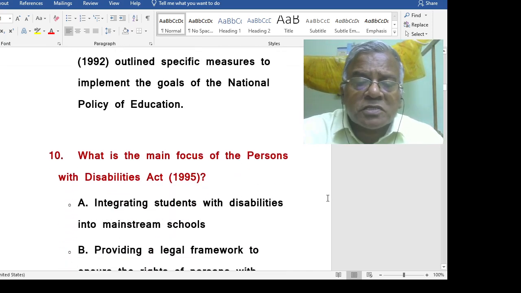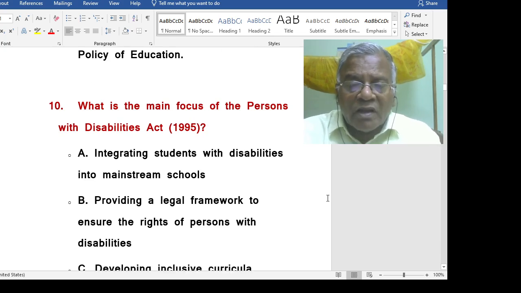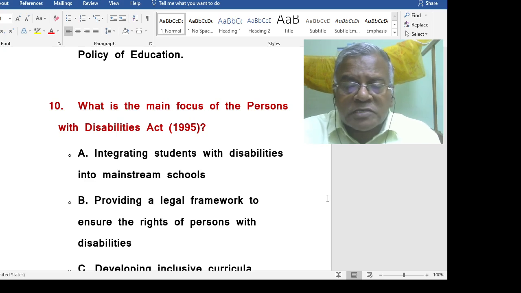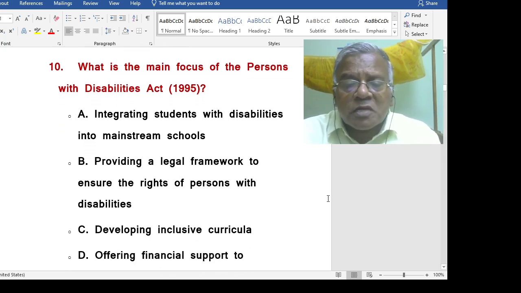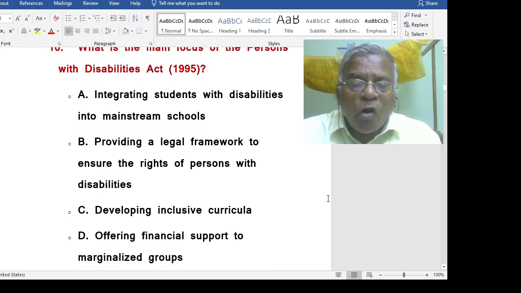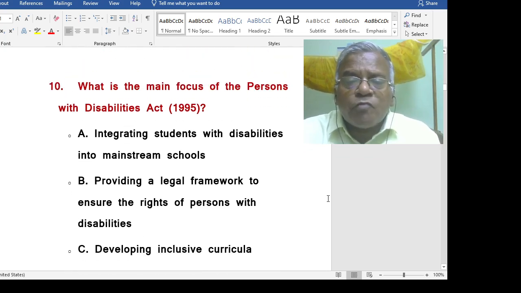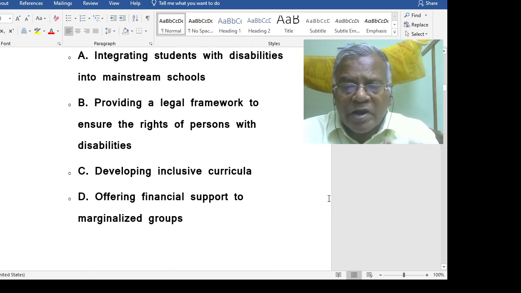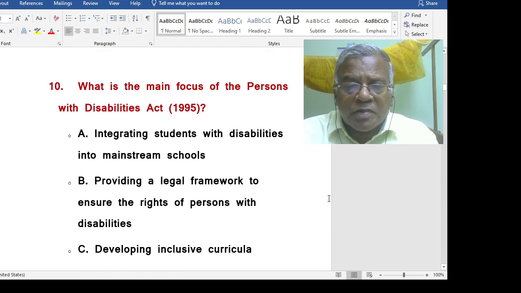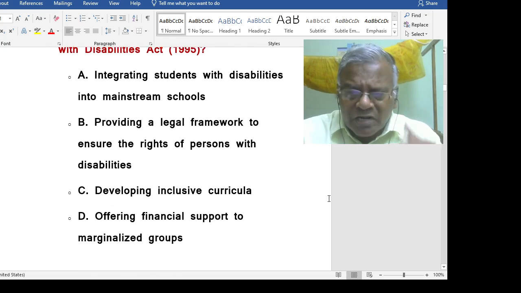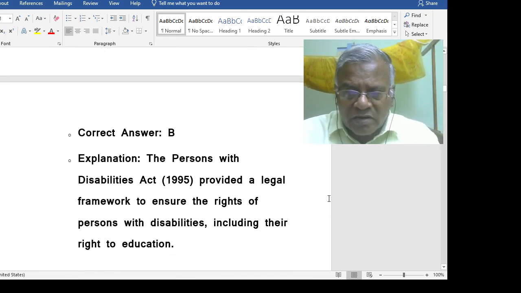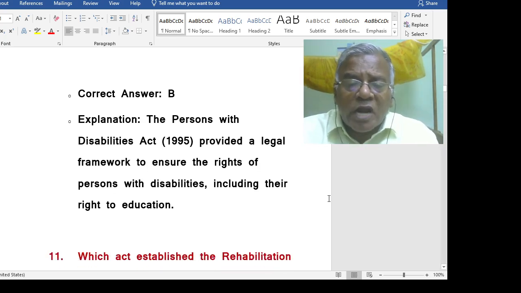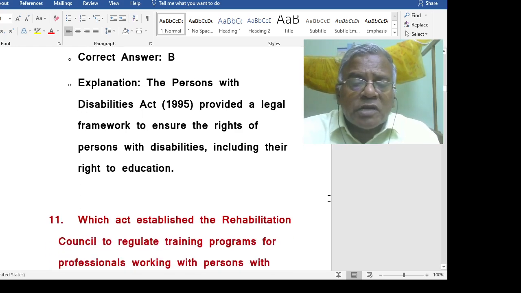What is the main focus of the Persons with Disabilities Act 1995? Integrating students with disabilities into mainstream schools, providing a legal framework to ensure the rights of persons with disabilities, developing inclusive curricula, offering financial support to marginalized groups. What is the main focus of the Persons with Disabilities Act? Providing a legal framework to ensure the rights of persons with disabilities. That was the main focus. It became legal. Legal sanctions were there, support was there. The Persons with Disabilities Act provided a legal framework to ensure the rights of persons with disabilities, including their right to education.